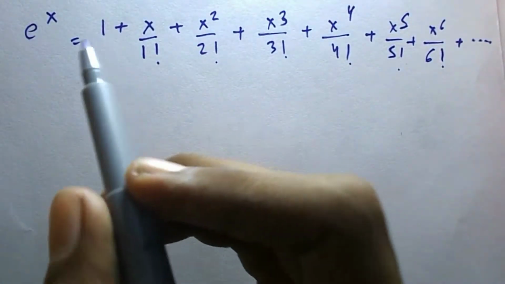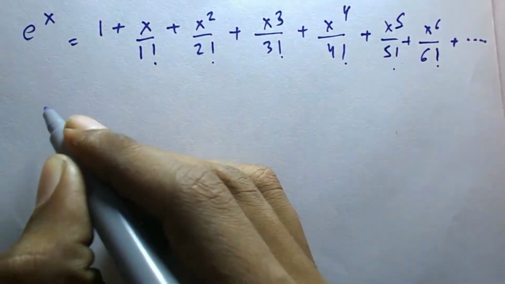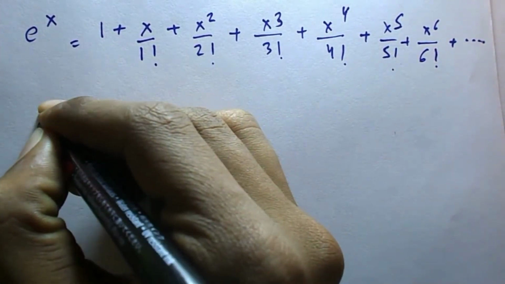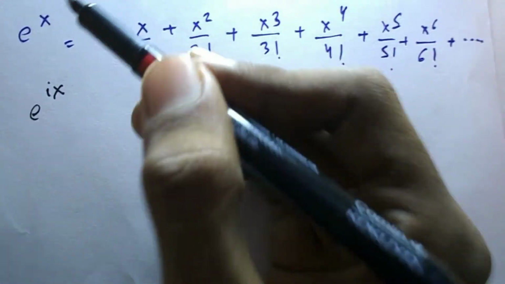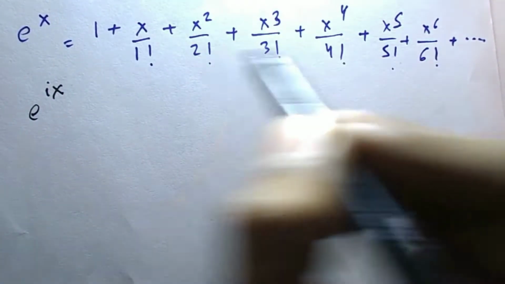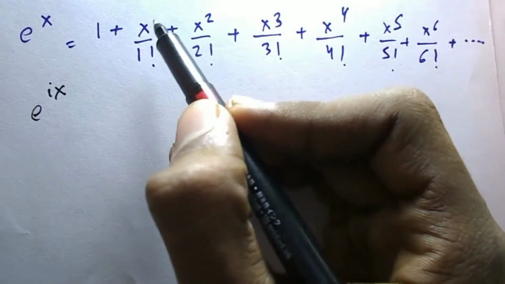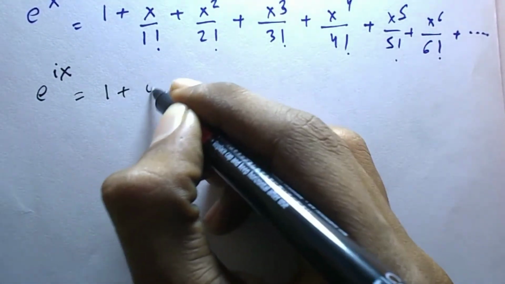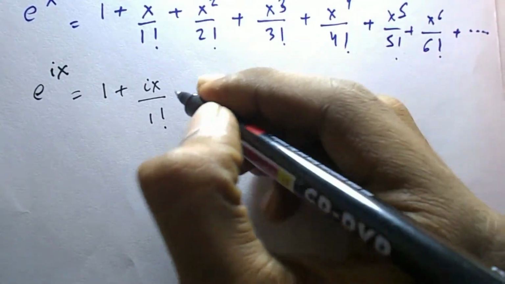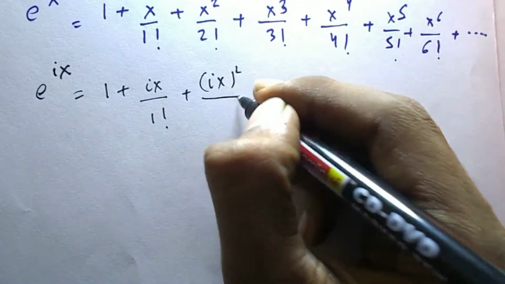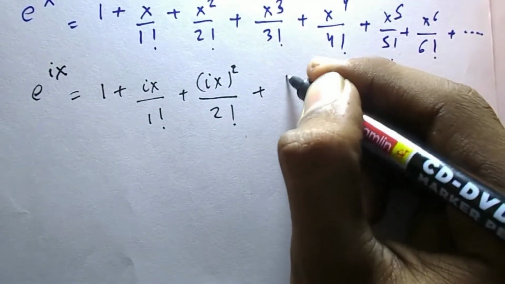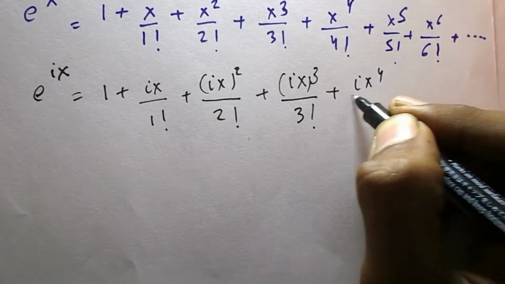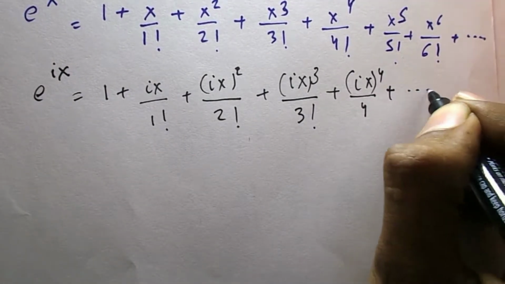Now what I'm going to do is derive Euler's formula. The right hand side had e to the power ix. So what I'll do in this function is replace all the x with ix. That is, ix by 1 factorial plus ix whole square by 2 factorial plus ix whole cube by 3 factorial plus ix to the power 4 by 4 factorial, and so on.